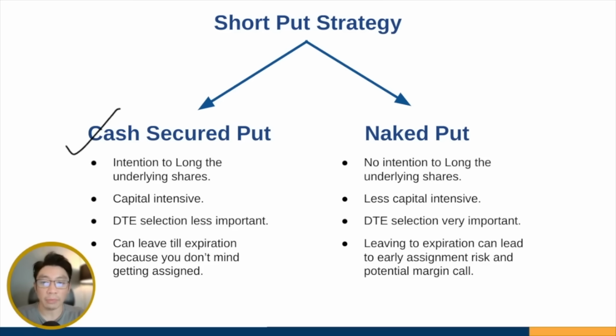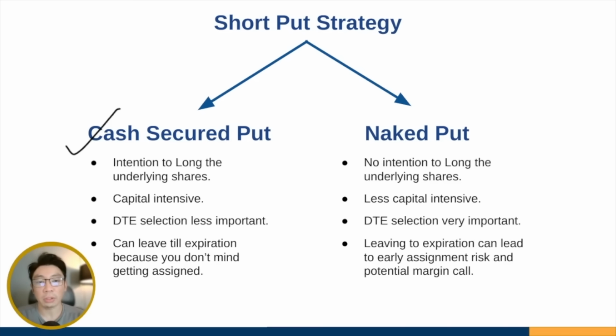The whole idea of strategic DTE selection usually comes down to whether you want to get assigned or not, at least in my case, the way I trade it. So if you don't mind getting assigned, then for the cash secured put, the DTE selection is not that important. And you can actually leave it to expiration because you don't mind getting assigned, right? It's not like you want to avoid assignment. So that's the cash secured put.